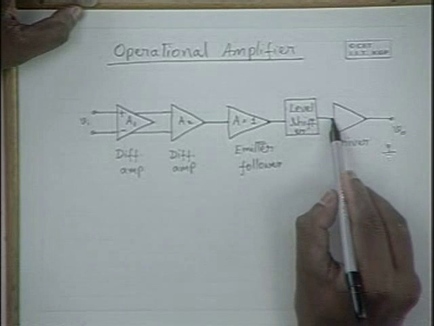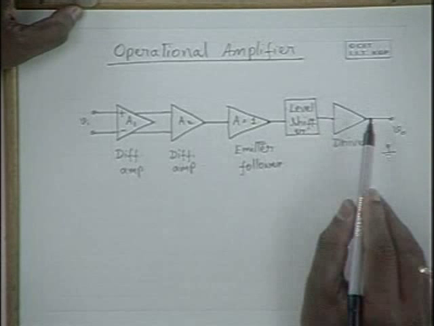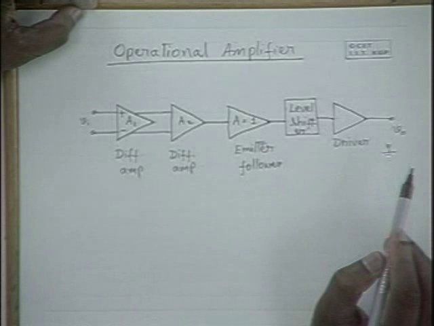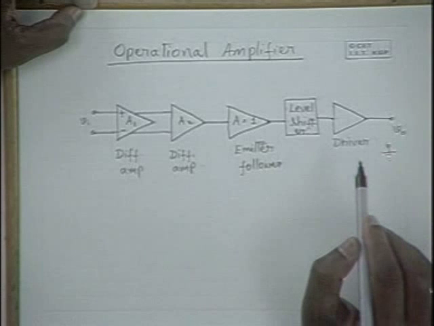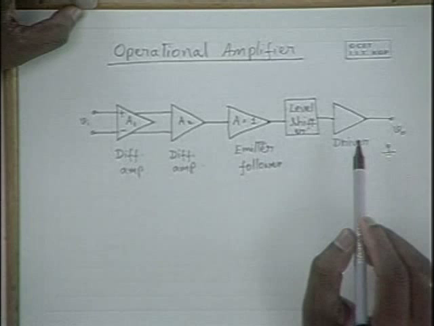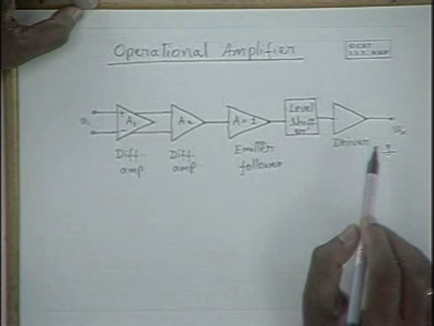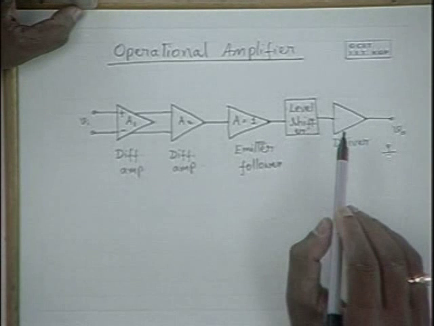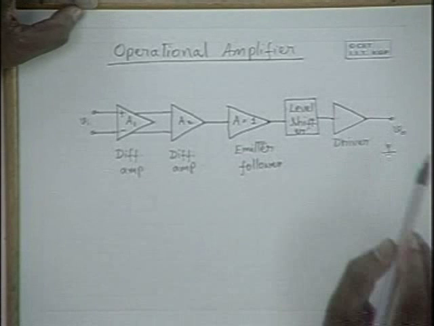and the driver is an amplifier with very low output impedance. Please note that a common collector amplifier gives you very low output impedance. Hence, we have to use a driver which is similar to a common collector amplifier. So the purpose is to make the output impedance very low and at the same time provide you a large output signal.